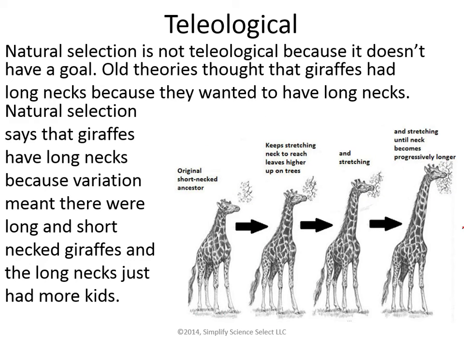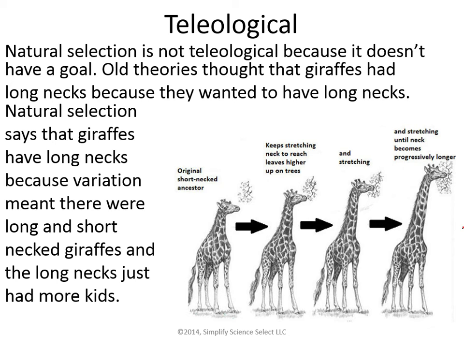In natural selection, there is no goal. There is not a perfect endpoint that the animals are trying to become. That does not happen. That was an old theory. Lamarck had that theory, but that theory got improved upon and refined by Charles Darwin.